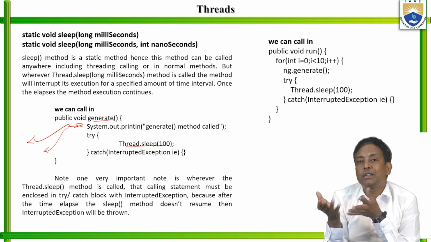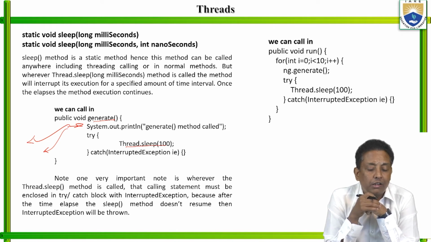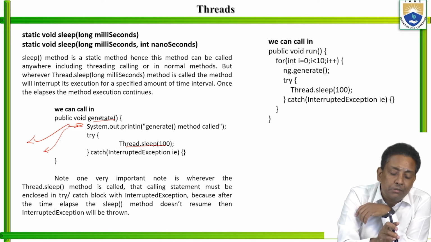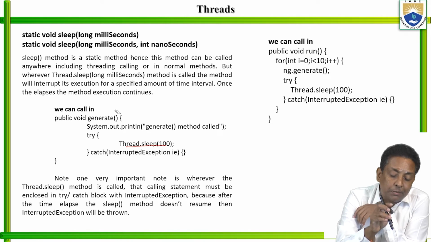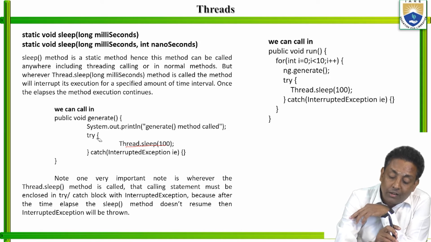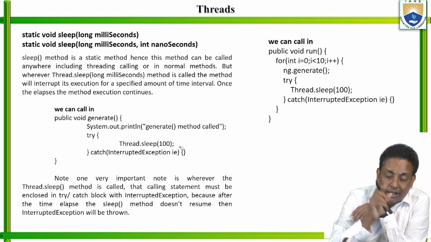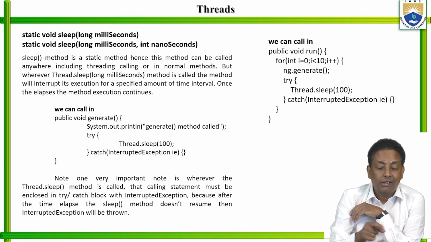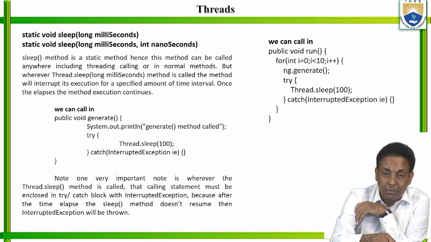1000 into 5 means 5000 milliseconds, which means 5 seconds. So it is your responsibility as a developer, because you are implementing the generate method, inside the logic. If you get a doubt that your method takes some time, some delay to execute, as a developer it is your responsibility while implementing the method.